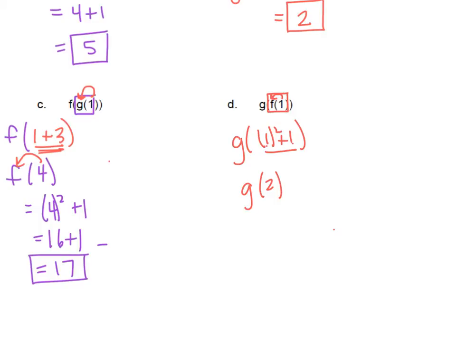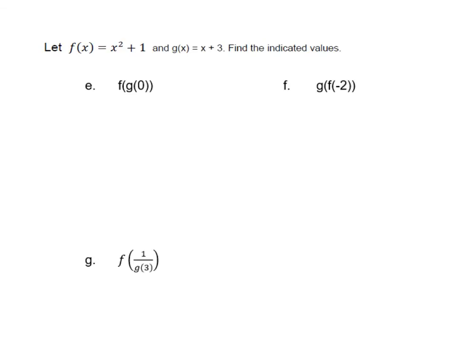And now we take the 2 and we plug it into the g function. So g of 2 is equal to 2 plus 3, because remember that function was x plus 3, and we get 5. Alright, so we're just practicing. These are called composite functions. It's basically you're putting one function into another function.